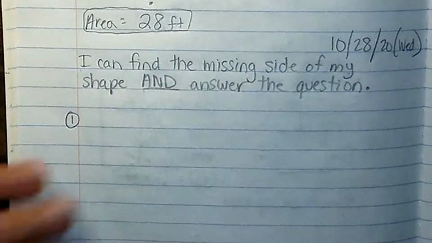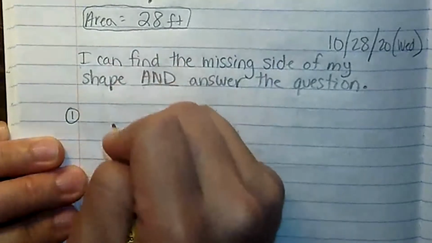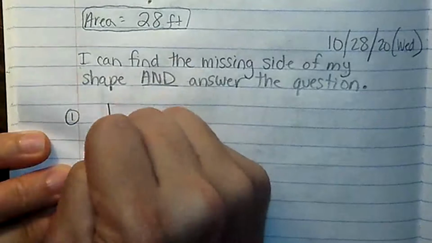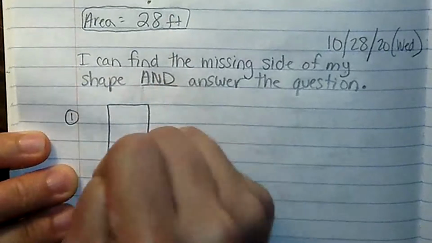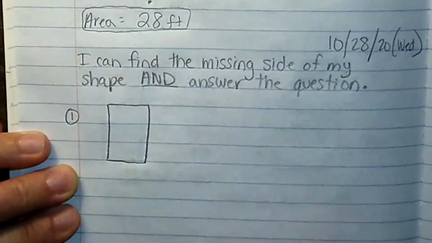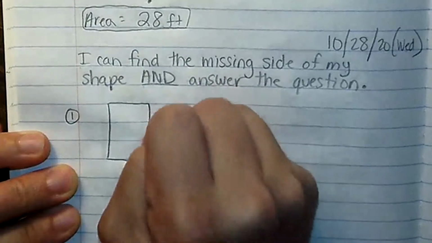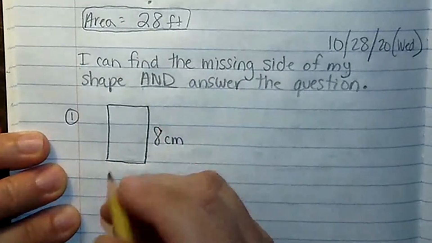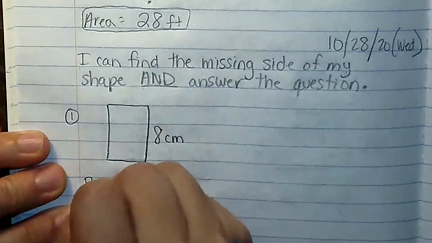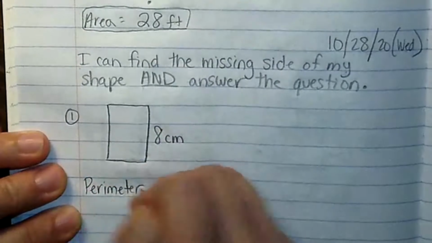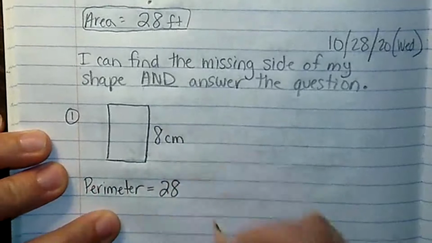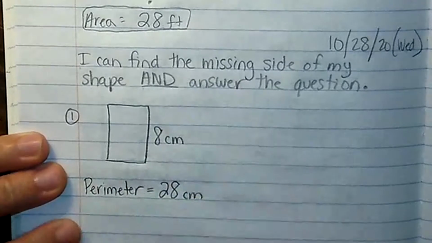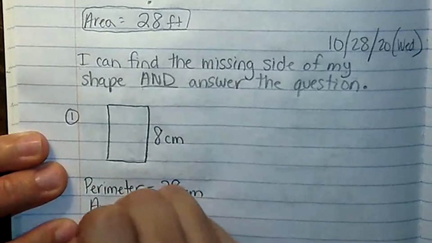Our first question says, I am a rectangle. So I'm going to draw a rectangle with one side of 8 centimeters and the perimeter equals 28 centimeters. The question says, what is the area?